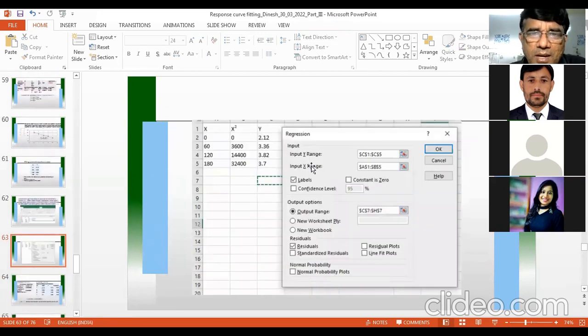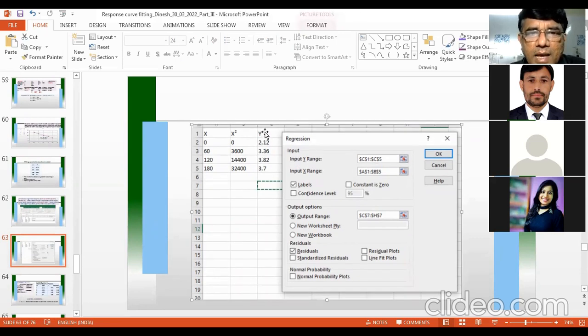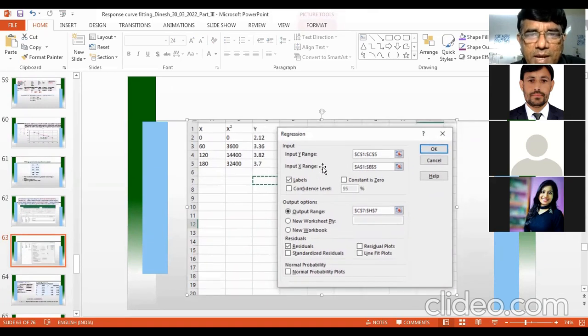Now you go to the input Y range. You can minimize here, and select this. And then you will go to input X range, minimize it and select both X as well as X square. And X square can be calculated by squaring this column: 60 into 60, 3600; 120 into 120, 14400; and 180 into 180, you get this.